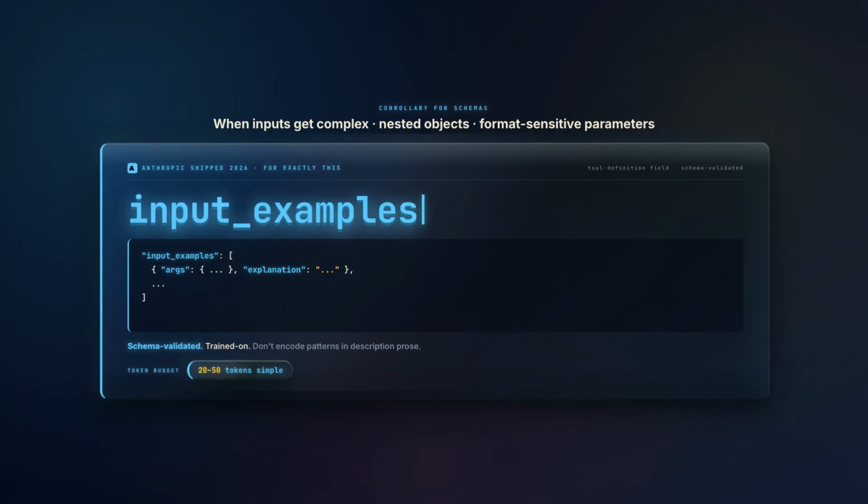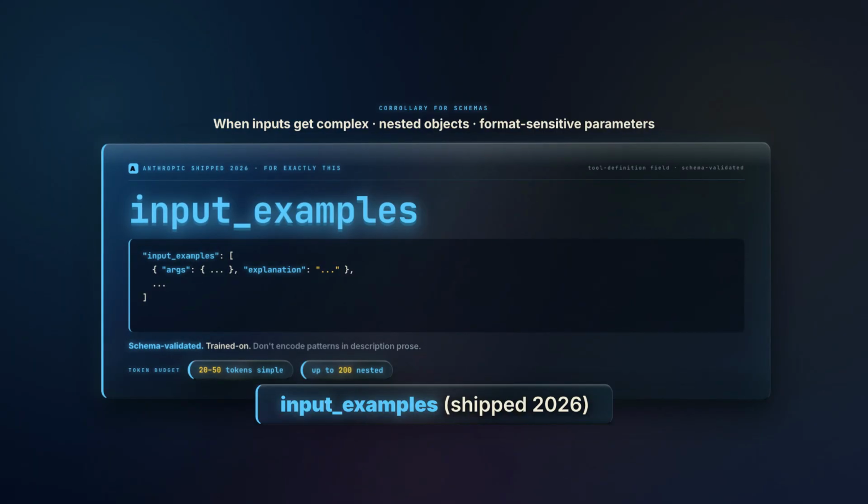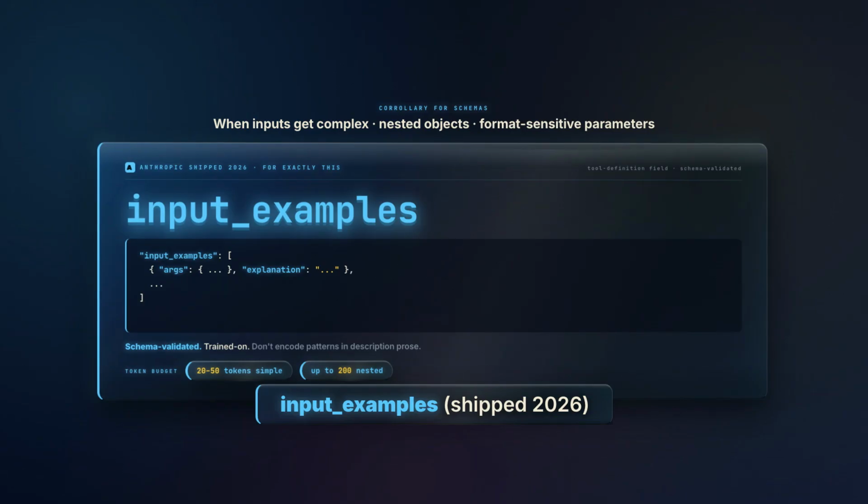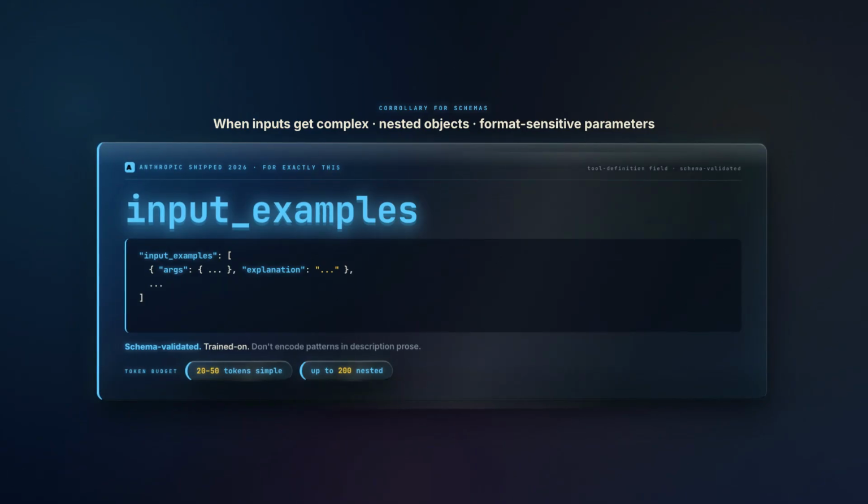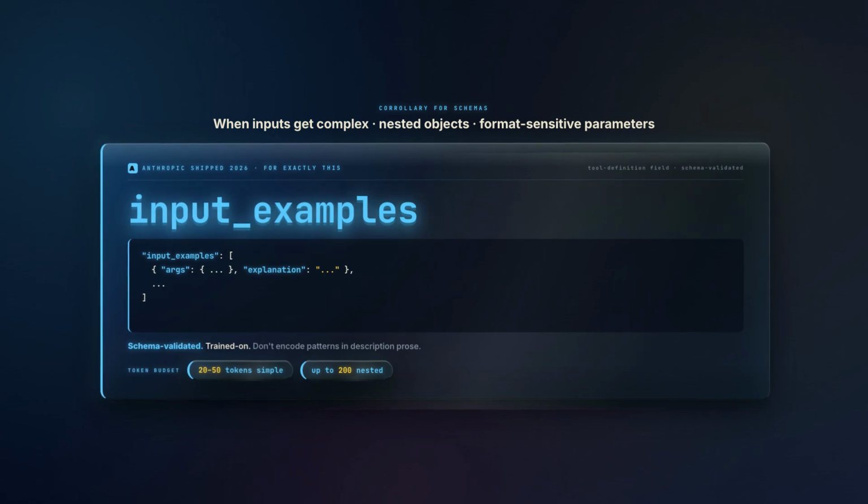20 to 50 tokens for a simple example. Up to 200 tokens for complex nested objects. Use input_examples when your schema is non-obvious. Don't try to encode the patterns in the description prose. The model has been trained on input_examples specifically. Anthropic's docs are explicit that examples show concrete patterns for well-formed tool calls.